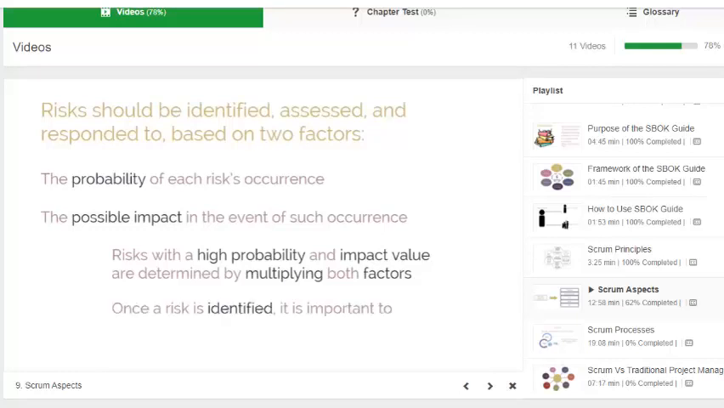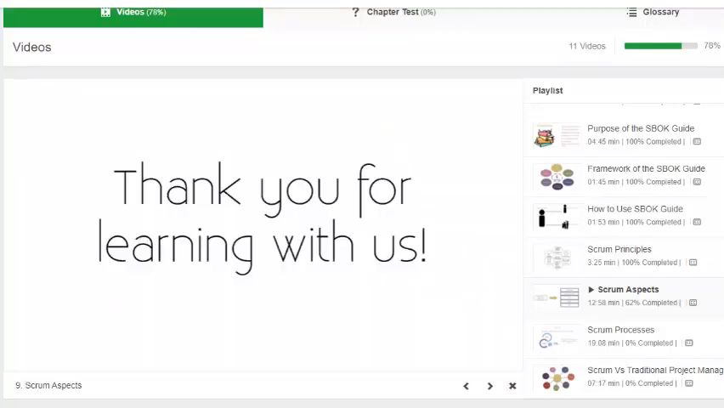In general, once a risk is identified, it is important to understand the risk with regard to the probable causes and the potential effects if the risk occurs. And with that, we conclude our module on Scrum Aspects.